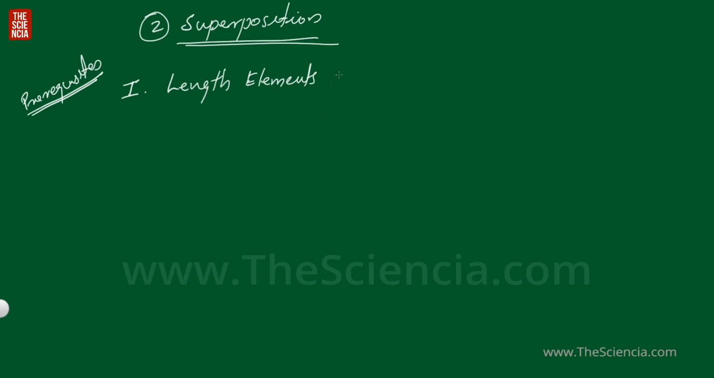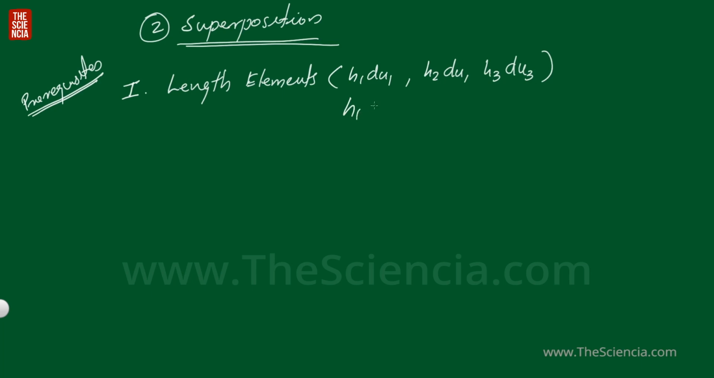In mathematics, we represent these length elements as h1 du1, h2 du2 and h3 du3. And what are h1, h2 and h3? These are called metric elements. And du1, du2, du3 are the coordinates. That is, for the Cartesian coordinate system, du1 will be dx, du2 will be dy and du3 will be dz. Similarly, in spherical polar coordinates, these will be dr, d theta, d phi.